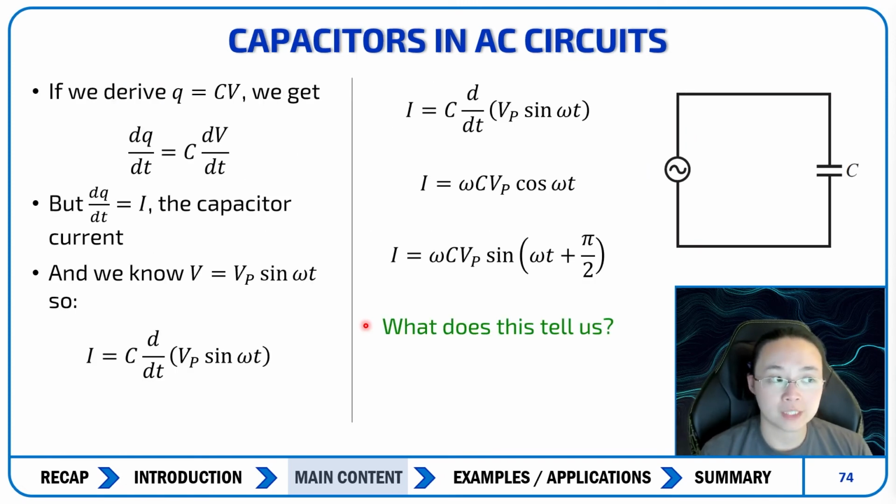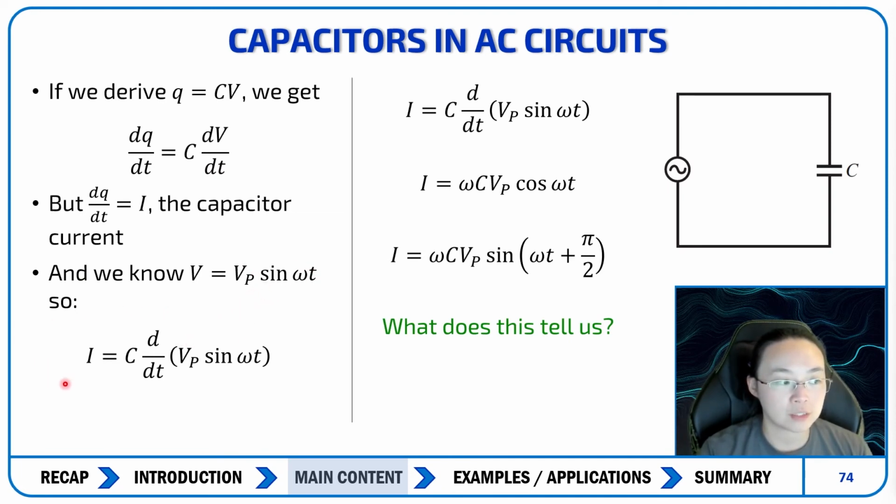So now we want to take a look at capacitors in AC circuits. So we have an AC source, and then we have a capacitor here. If we derive Q equals CV, then we get dq over dt equals C dV over dt. We know that this can be represented with I and the capacitor current. So we know V is also equal to Vp sine omega t, assuming phi is equal to 0.